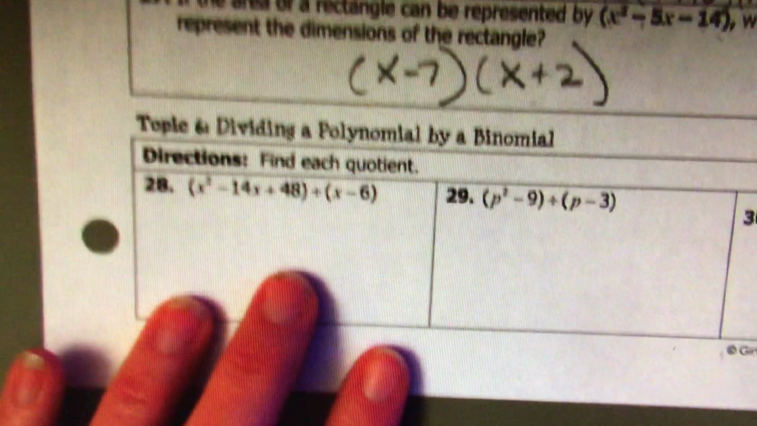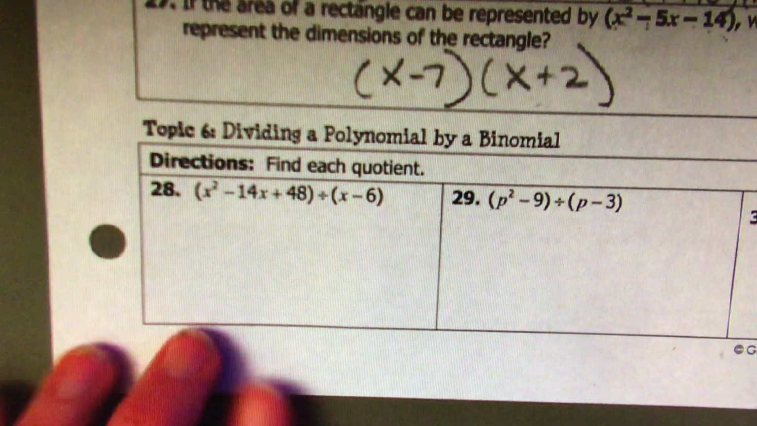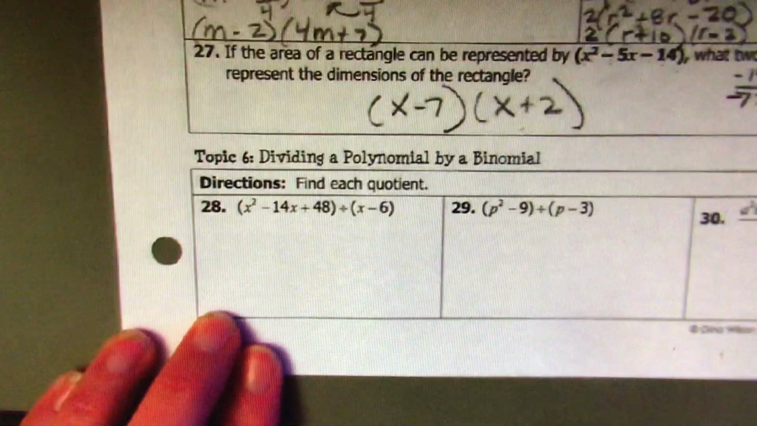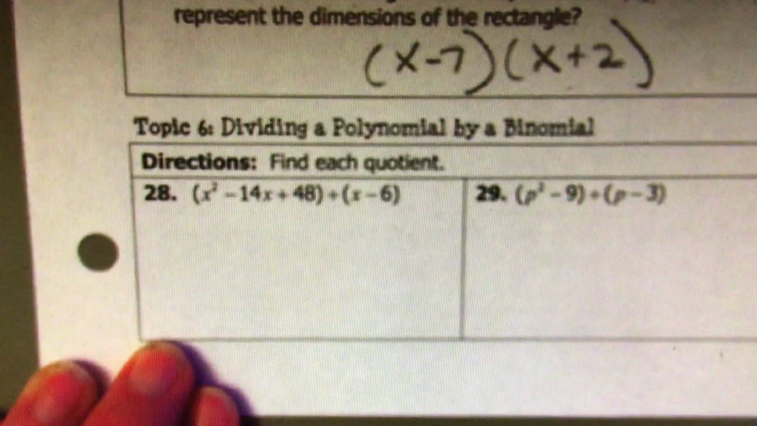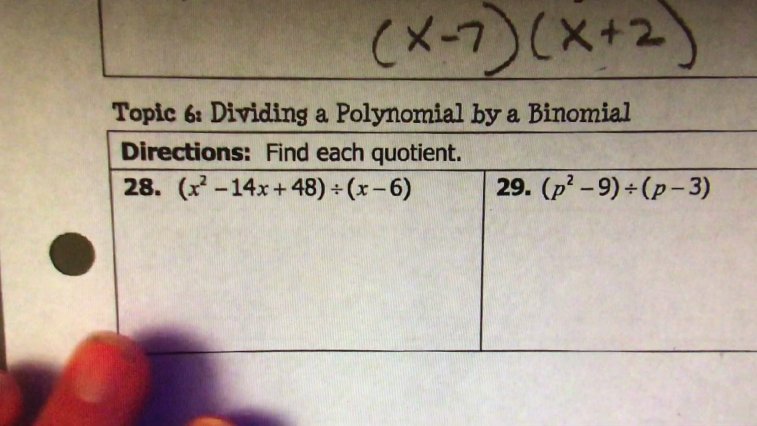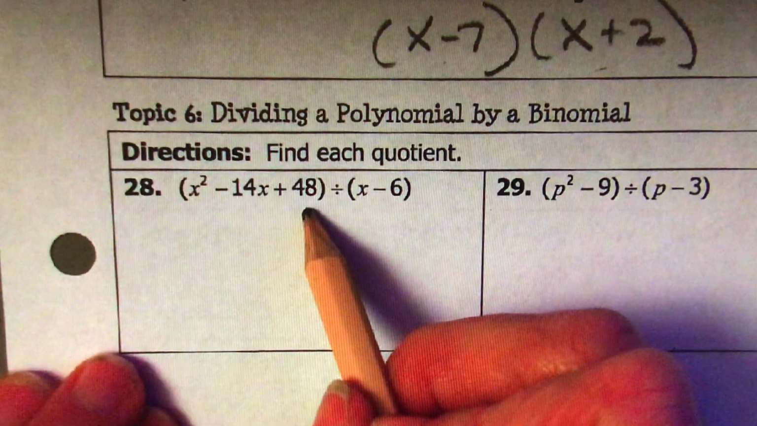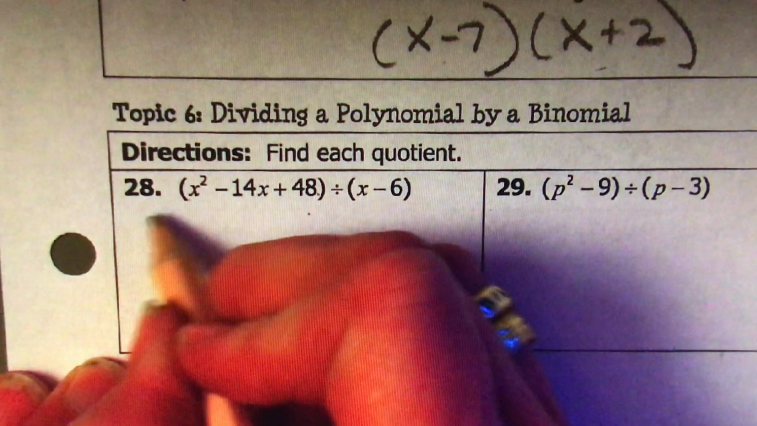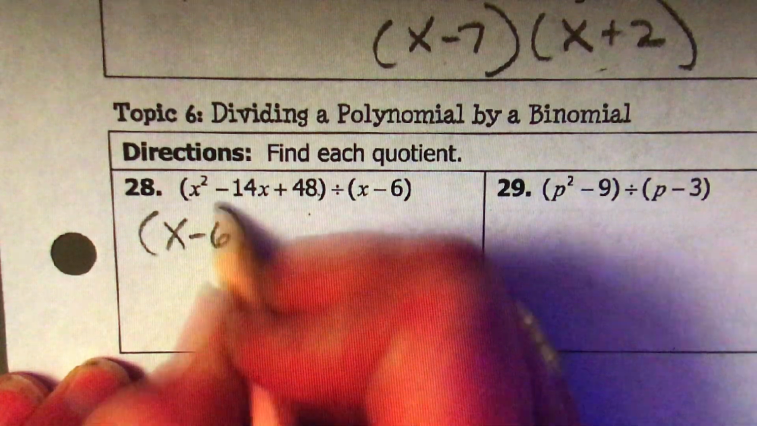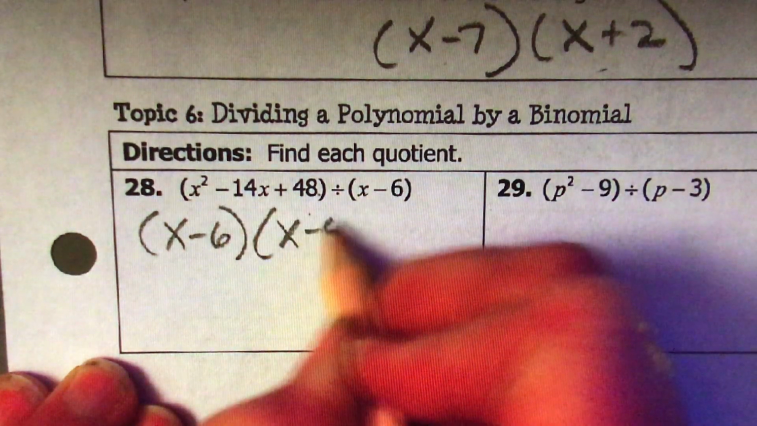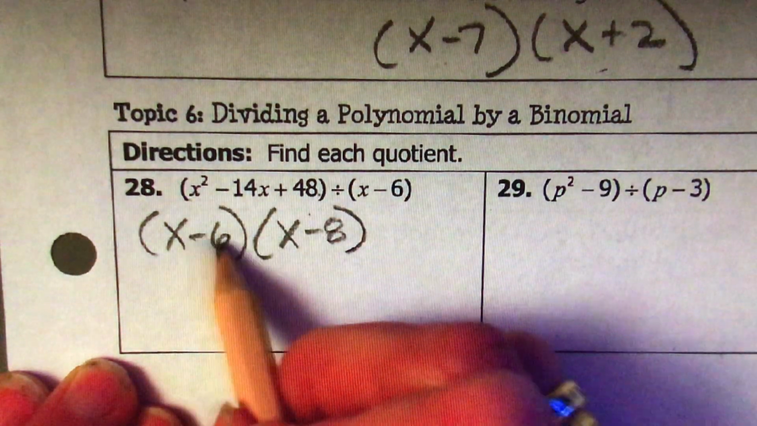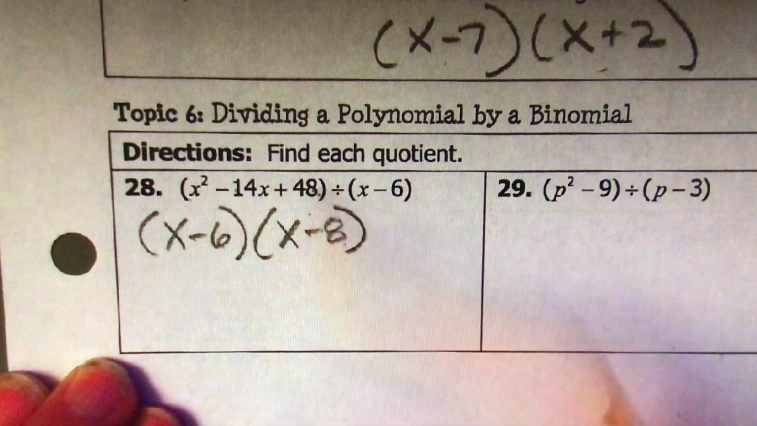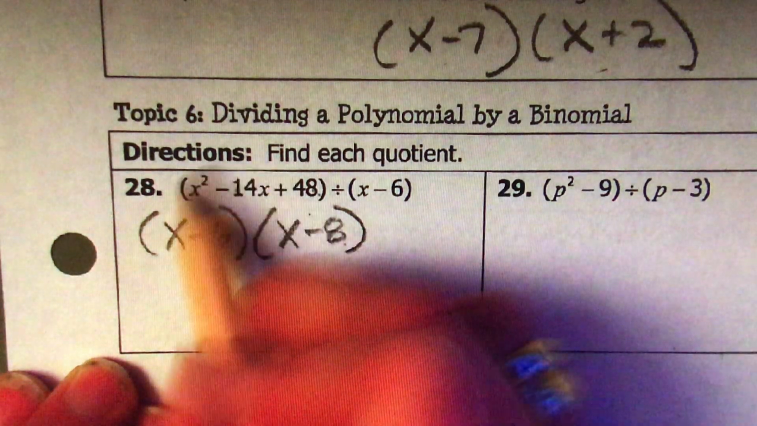28. Divide. So I have to factor out number 28. So I'm going to do the product sum game here, and I'm just going to show you. If I factor this top polynomial out, I'm going to have x minus 6, x minus 8. Because negative 6 plus negative 8 is negative 14. Negative 6 times negative 8 is 48. This is the factored polynomial.